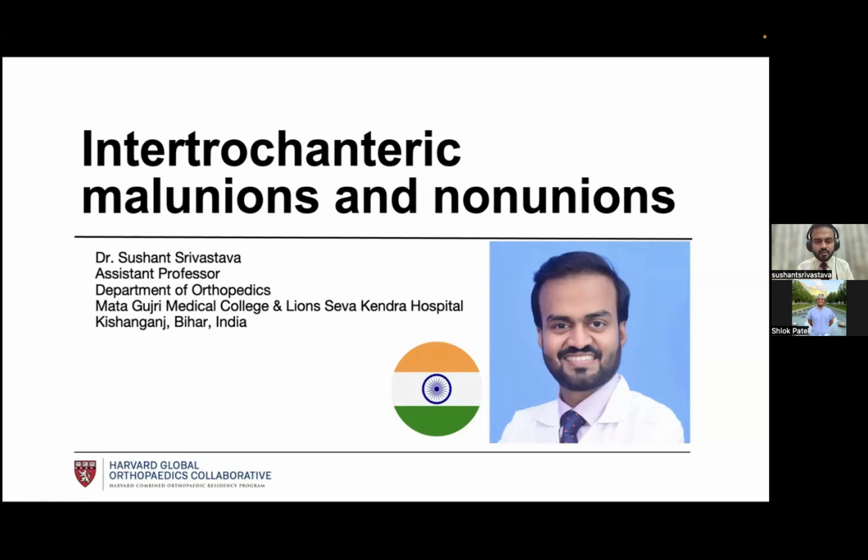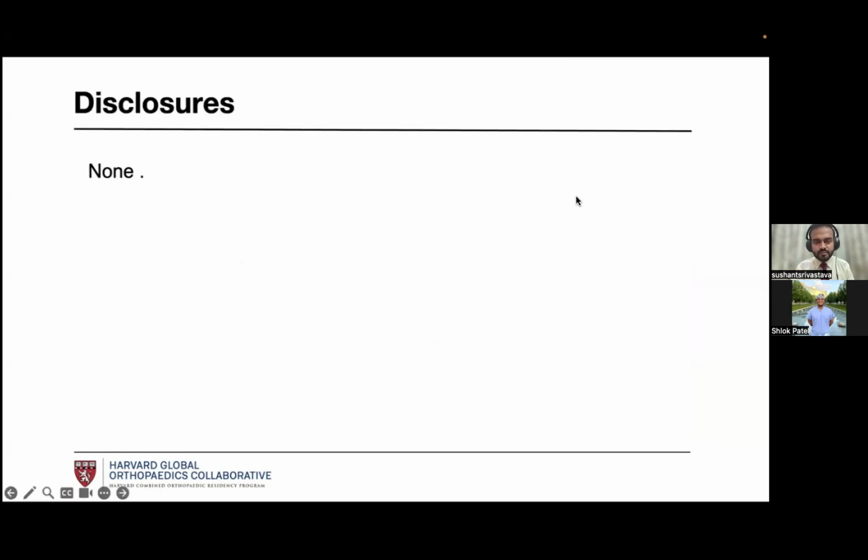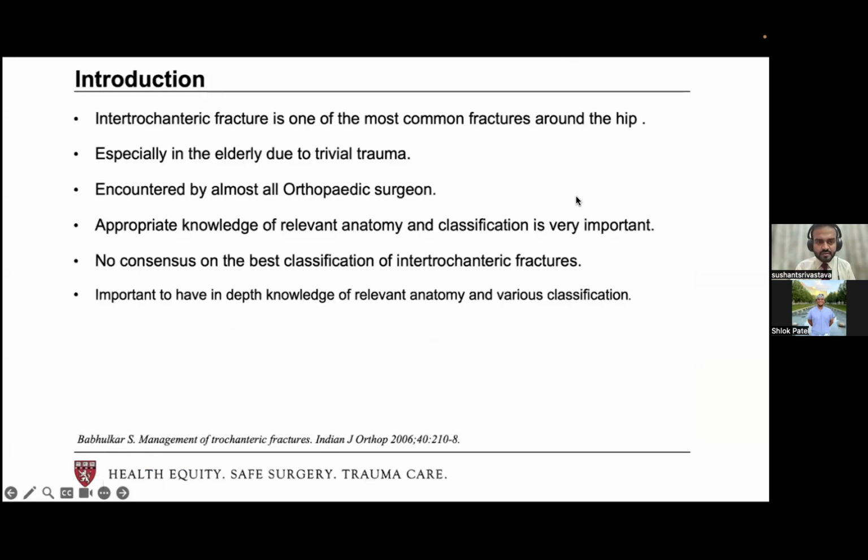I'm here to talk about intertrochanteric malunions and nonunions. I have no disclosures. So, intertrochanteric fracture is one of the most common fractures around the hip, especially in the elderly due to any trivial trauma.